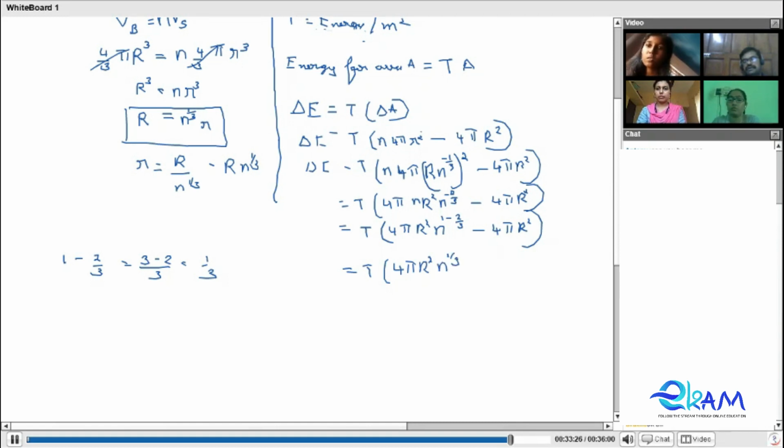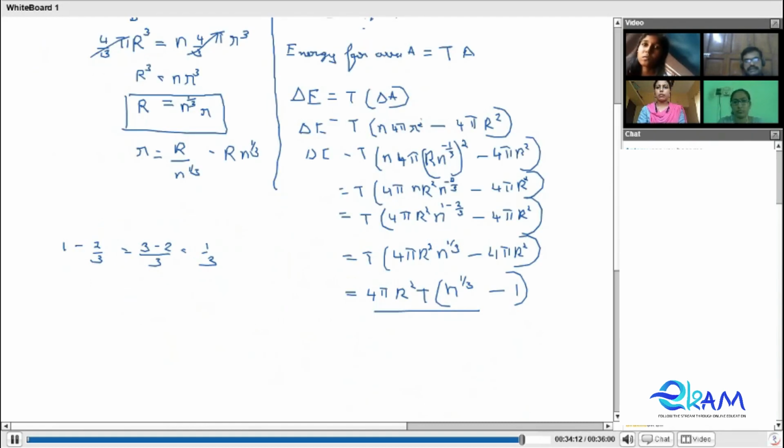Now how will you simplify? What can we do? We have so many terms common here, right? I think 4 pi capital R square is common here. Yes, take the common terms outside: 4 pi capital R square T. And just check whether this is there in any of the options. I think it is 4 pi R square T times n raised to 1 by 3 minus 1. So which is the answer? Look at the options. We find the answer, that is option B, right?